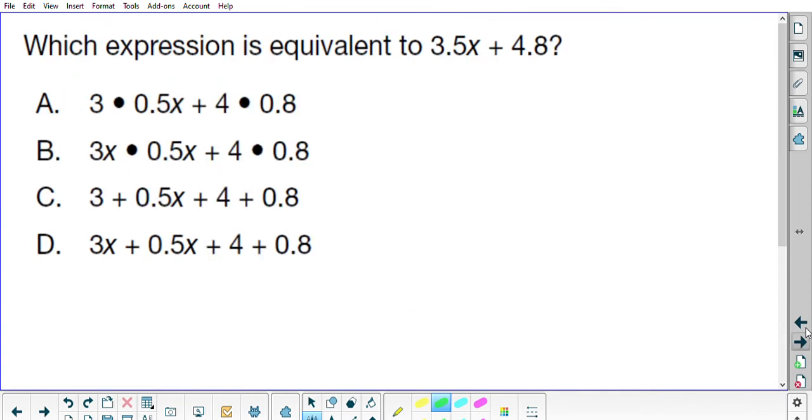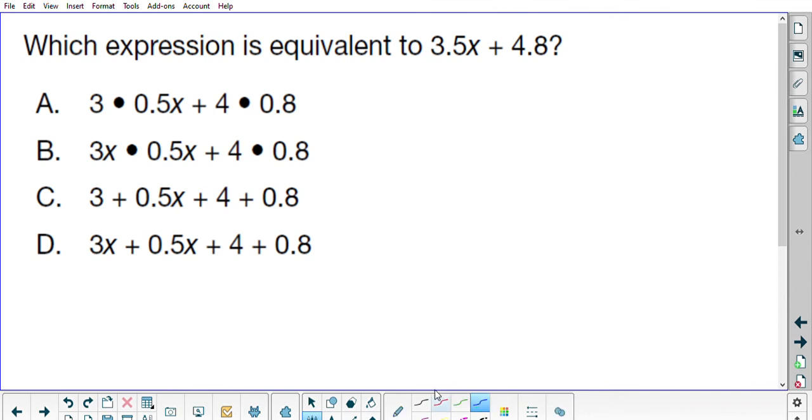All right, let's do another multiple choice problem. This one is not geometry related. It just says which expression is equivalent to 3.5x plus 4.8. Hit pause on the video, try this problem on your own, then hit play when you're ready to see how you did. All right, I hope you've already tried this on your own. Let's see how you did.